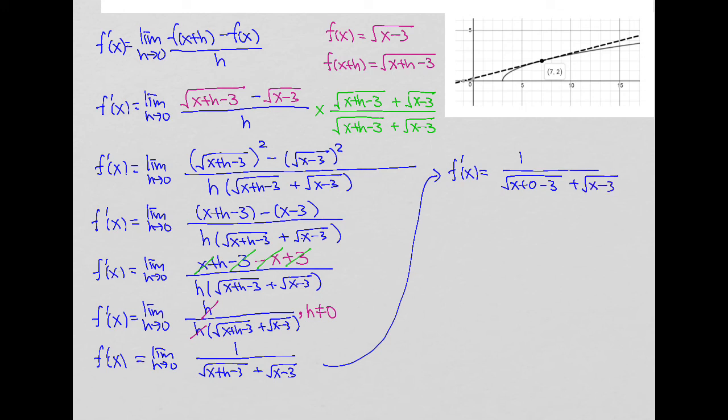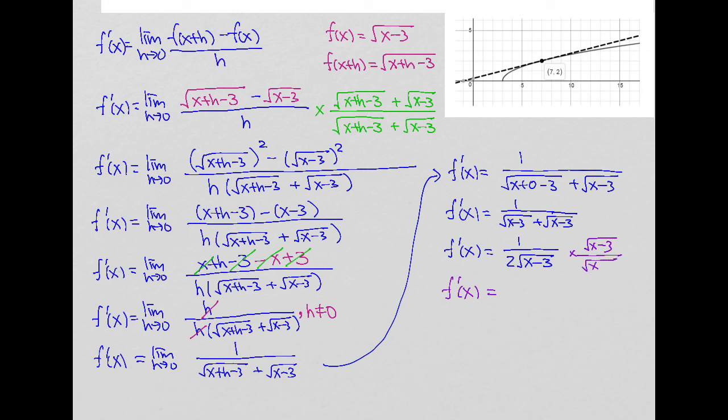So f prime x will become 1 over square root of x plus 0 minus 3, plus square root of x minus 3. So f prime x will become 1 over square root of x minus 3 plus square root of x minus 3. We have 2 of the same square root, so I can say 1 over 2 square root of x minus 3. If the question wants us to find the derivative, then we have to rationalize it. So rationalizing it means you have to times by another square root of x minus 3 over square root of x minus 3. So your answer will be square root of x minus 3 over 2(x minus 3), if you need to rationalize it.